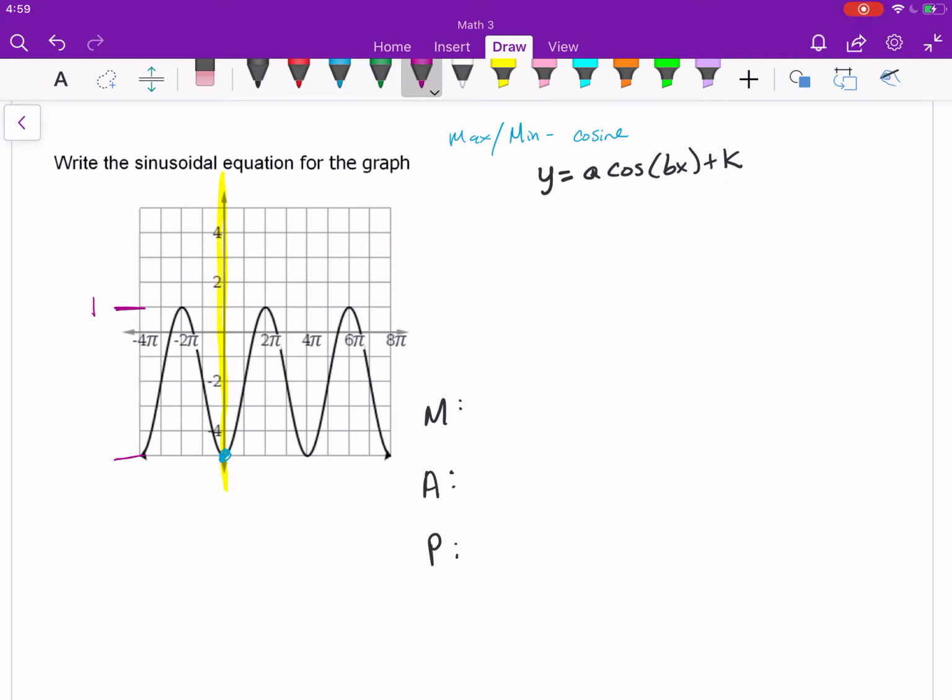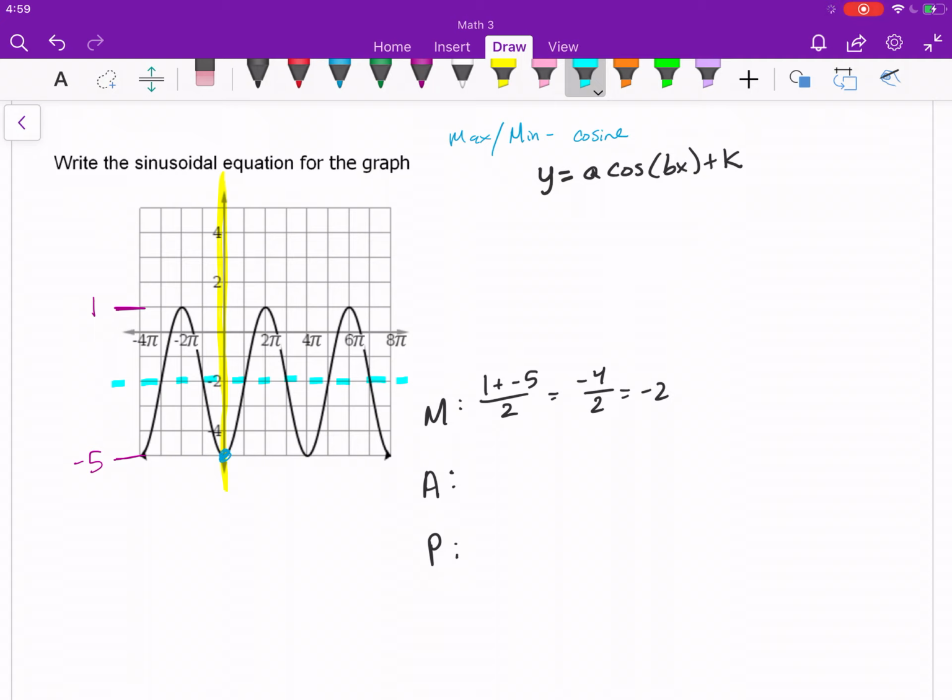So our max is at 1, our minimum is at -5. So midline is directly in the middle, meaning you can just average those numbers, or add them together and divide by 2. So you get -4/2, which is -2. And I'm going to go ahead and just put a little dot there so we remember where that is.